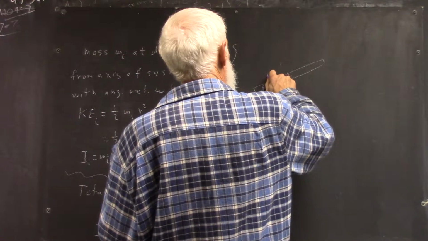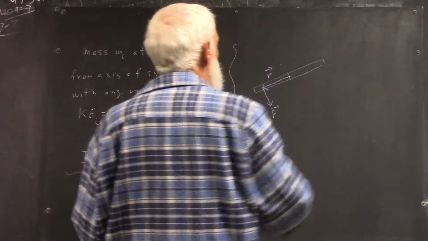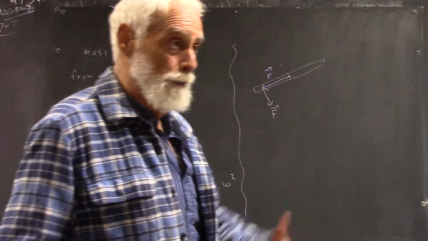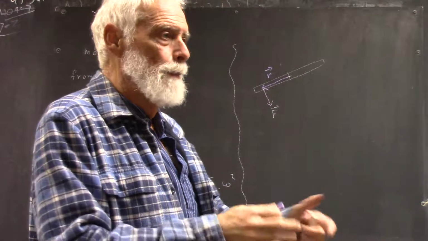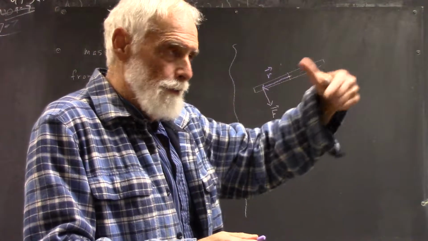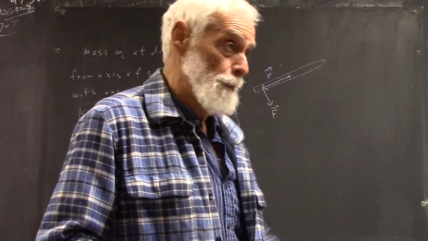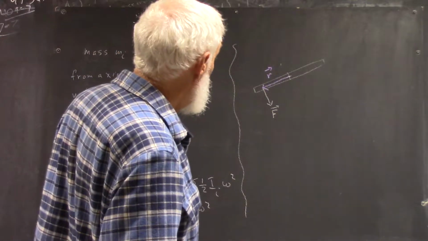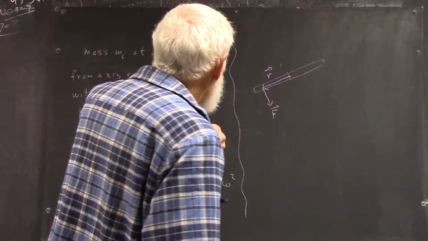This vector is what we call the position vector, and we use R for the position vector. We've used R for position vector in projectile motion, okay? And analyze things in terms of the position vector.